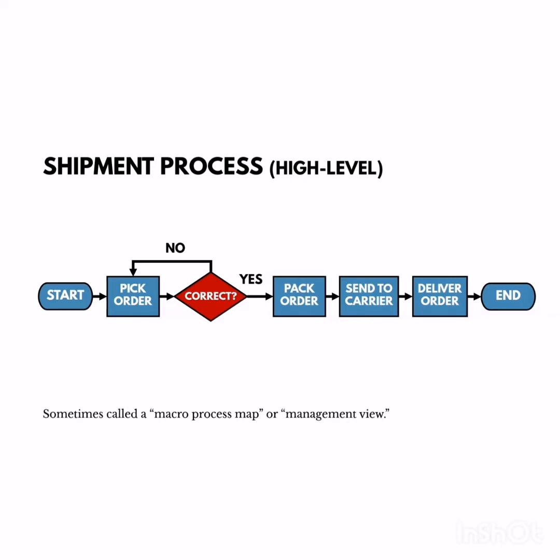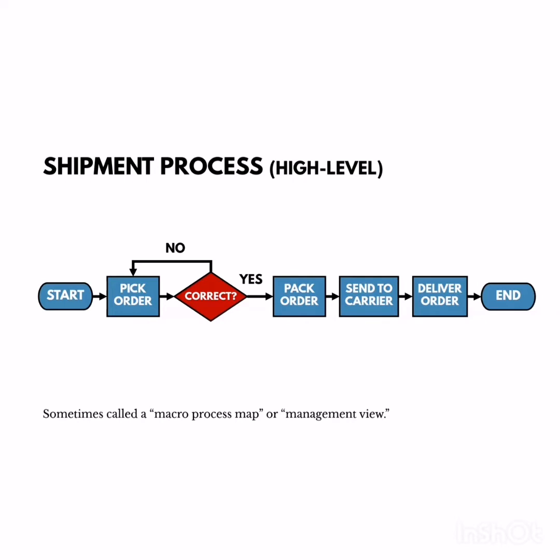Now, this high-level process flow is sometimes called a macro process map or a management view. As you create a process flow, you can go into varying levels of detail. As an example, you could take the picking the order step and probably split it out even further. But you may not need to do so. Kind of depends on who your audience is, who you're communicating this process flow to.